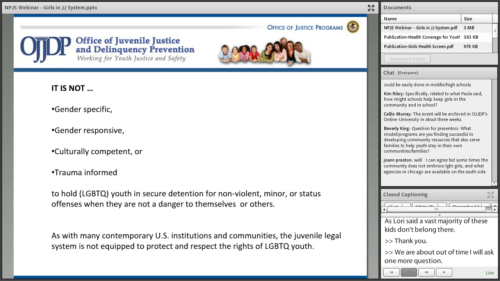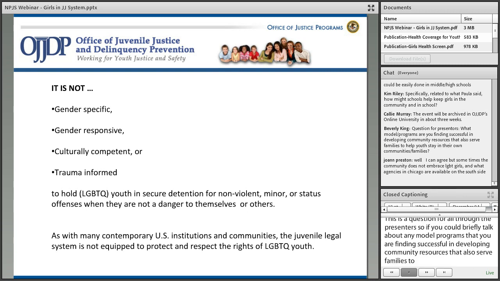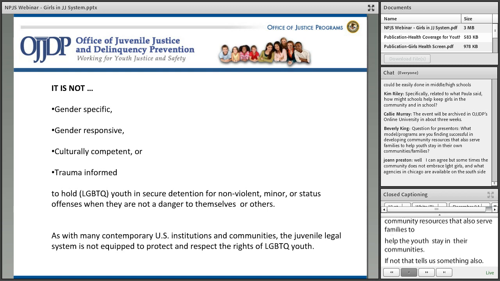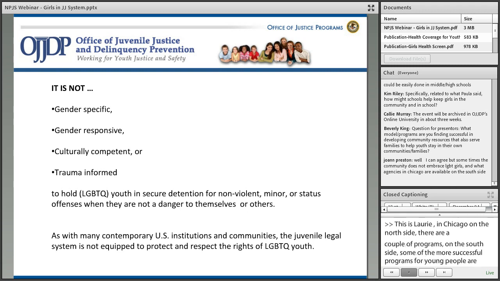Yeah, this is Lori. In Chicago on the north side, of course, there's a couple of programs. On the south side, some of the more successful programs for young people are driven by young people. So for example, there's a black lesbian group called Affinity. They deal mostly with adults, but when young women show up, they address them.